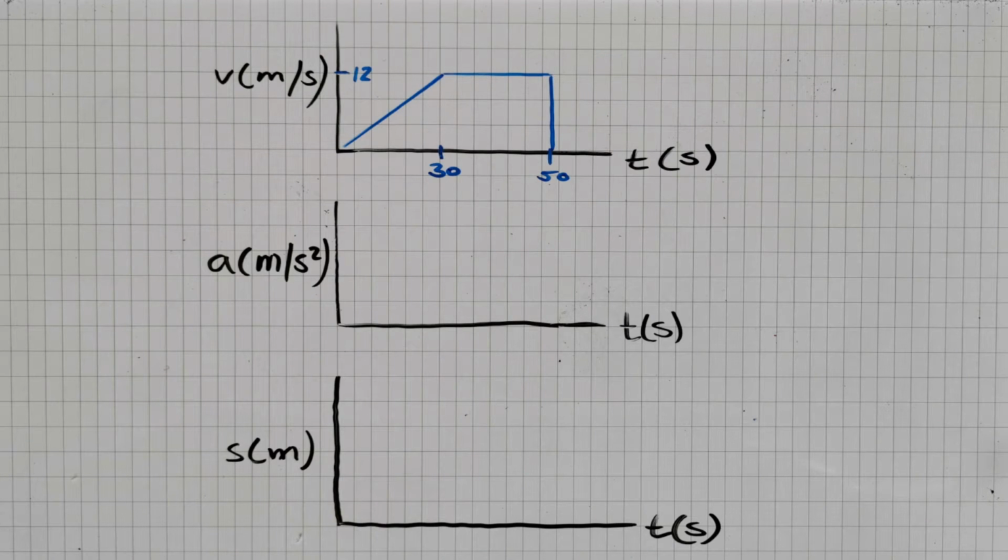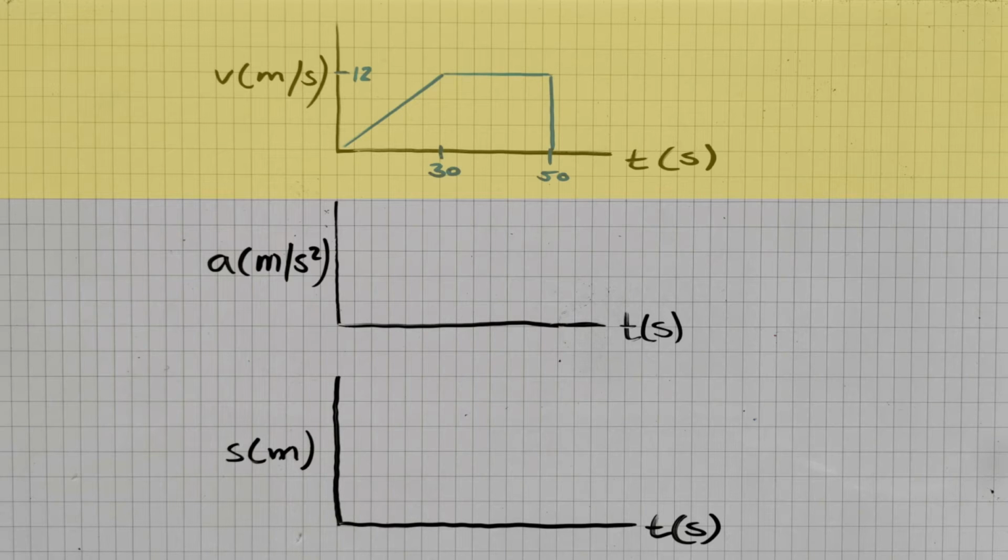So the example we're looking at here is we've been given the velocity time plot in the top, and we need to draw the acceleration versus time and the position versus time. Now you can see between 0 and 30 seconds, velocity increases at a constant rate because it's a straight line. Then between 30 and 50, velocity stays constant at 12 meters per second. And then at 50, it goes back to 0.